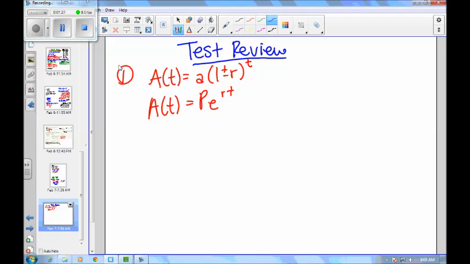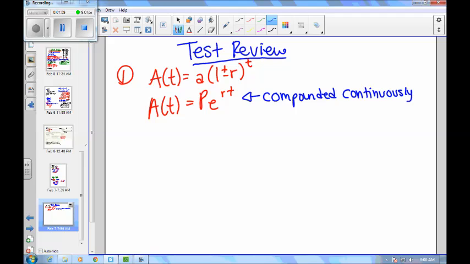So one of these represents compounded continuously. The other one represents annually compounded, which means just annual interest, once a year. Do you know which is which? Arbor? Yeah, the PERT is compounded continuously, and the other is annually. Great. Yes. So make a note of that. Compounded continuously is PERT.